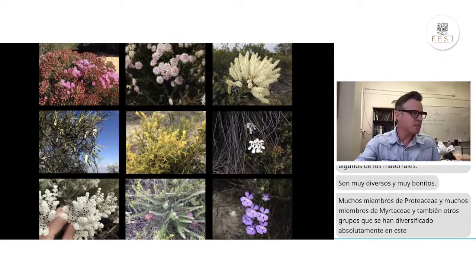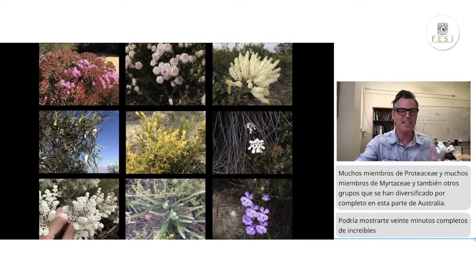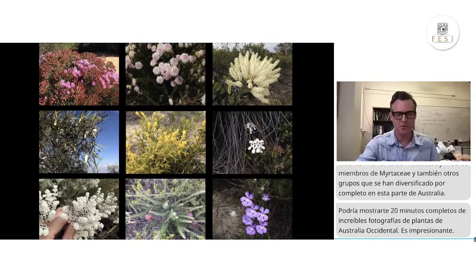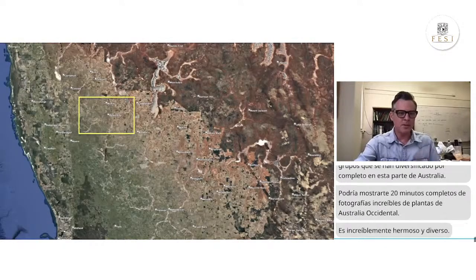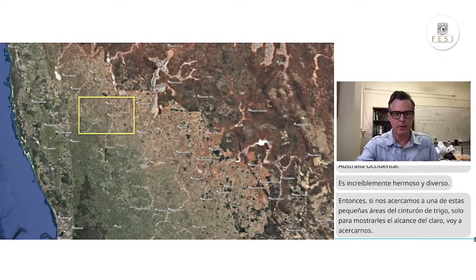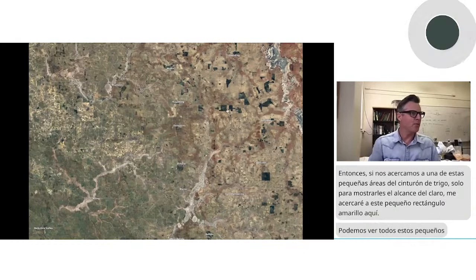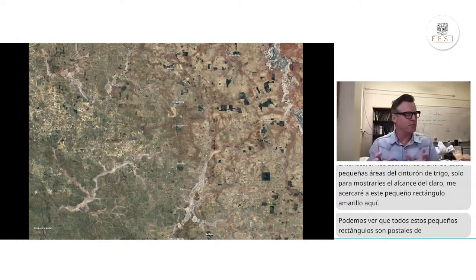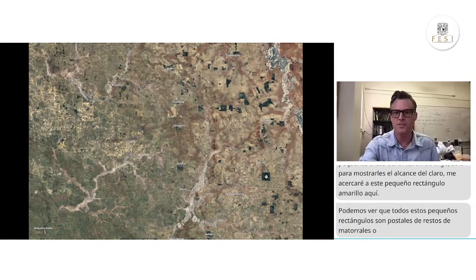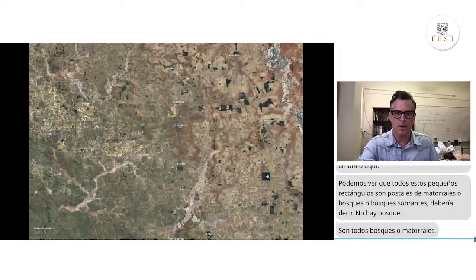I could show you an entire 20 minutes just of amazing photos of plants from Western Australia. It is breathtakingly beautiful and diverse. So if we zoom into one of these little areas of the wheat belt, just to show you the extent of clearing, I'm going to zoom into this little yellow rectangle here. We can see all of these tiny little rectangles are postcards of leftover shrublands or forests, or woodlands, I should say. There's no forest, it's all woodlands or shrublands in this very, very, very heavily modified landscape.